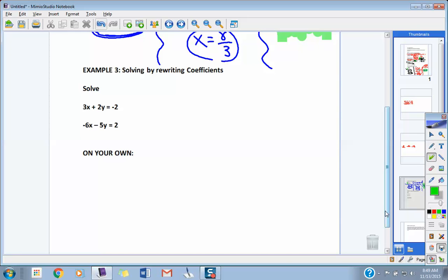All right, here's the deal. First of all, example 3 says solving by doing what? Rewriting coefficients. Right? I want you guys to make a note right here in example 3. If you ever have to rewrite stuff, meaning that there's no same coefficient, I like to do what's called a crossing method.